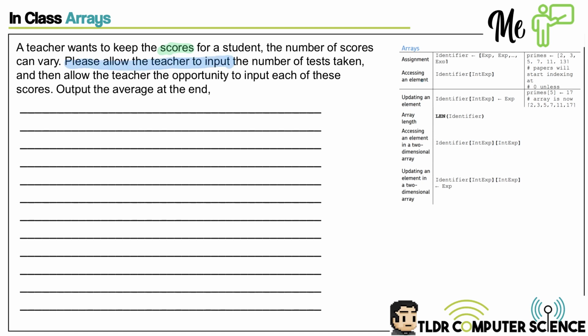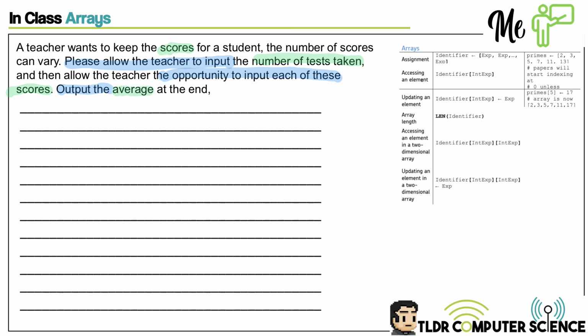So we need to ask the question. They can then input that value back. The number of tests taken. So maybe that's another variable, the number of tests taken. And then allow the teacher the opportunity to input each of these scores. So then they need to actually input each of those scores. Each of these scores. So this is the same scores from up here. This is the same variable. And at the end, we need to output the average.